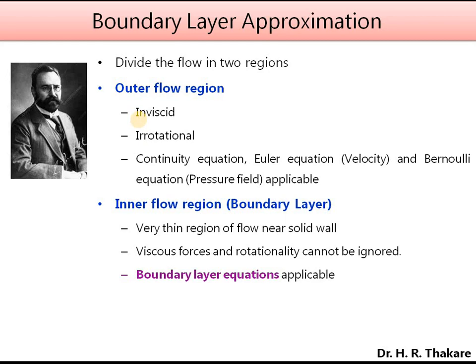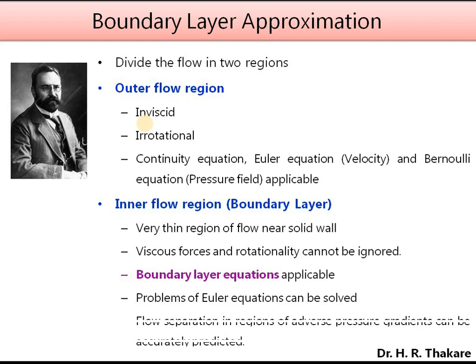In this region, the equations of boundary layer are applicable, and the problems of Euler's equation, which means the consequences associated with Euler's equation, can be solved, and we can obtain a solution of better accuracy. And the flow separation in the regions of adverse pressure gradients can be accurately predicted. Now we will discuss in the further lectures about these flow separations as well as adverse pressure gradients. This phenomenon is particularly important in modern day aerodynamics because of its potential to influence the design of the vehicle itself. That's it for now. Thank you very much.